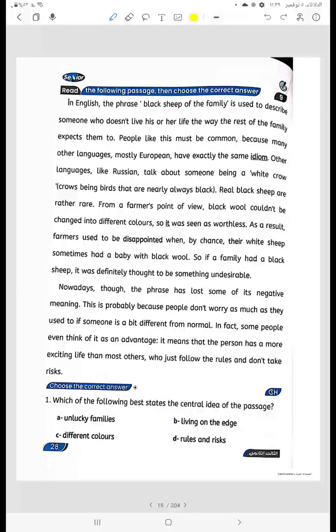This is probably because people don't worry as much as they used to if someone is a bit different from normal. In fact, some people even think of it as an advantage. It means that the person has a more exciting life than most others who just follow the rules and don't take risk. Which of the following best states the central idea of the passage? Unlucky family? No. Living on the edge? Different colors? Rules and risk? Rules and risk is the best title.